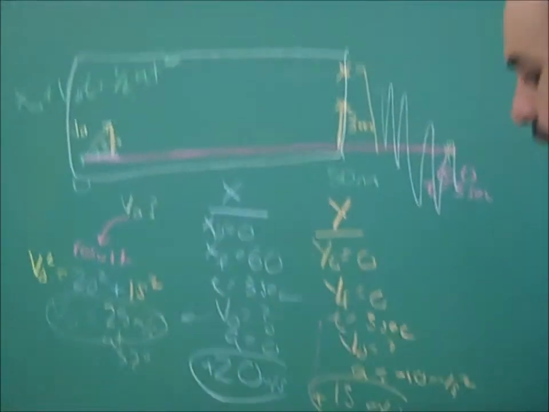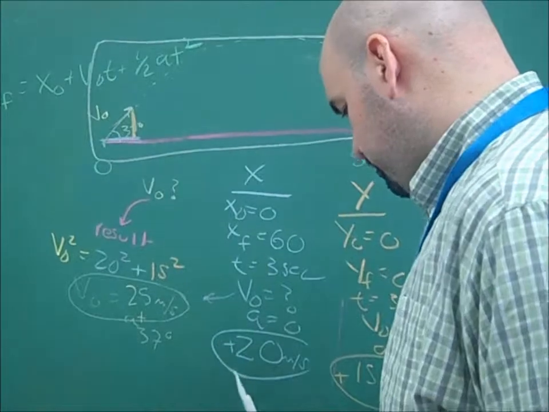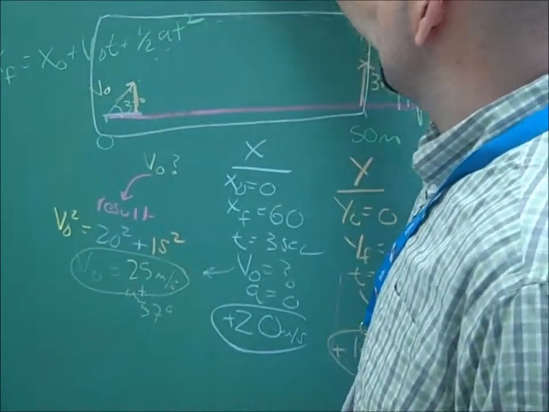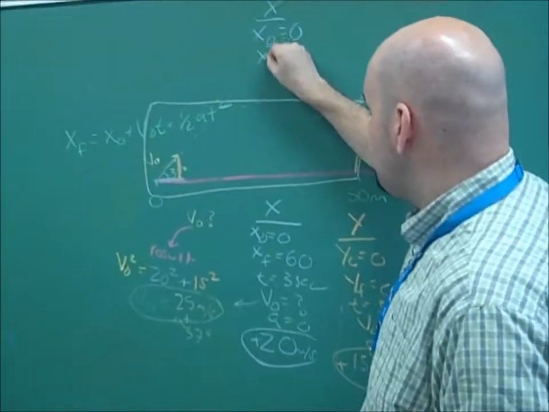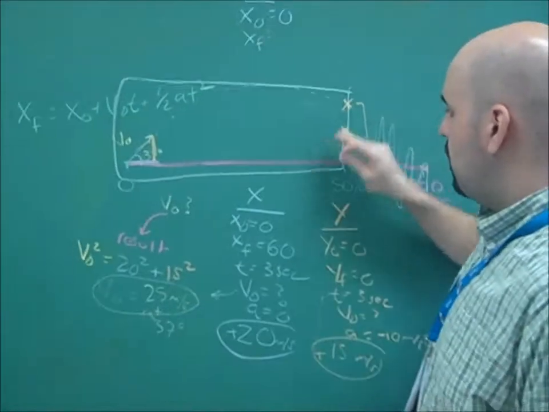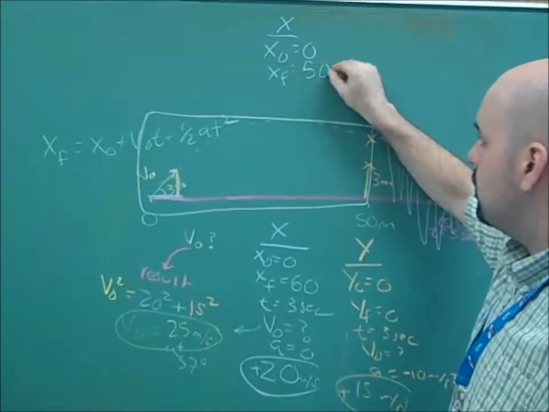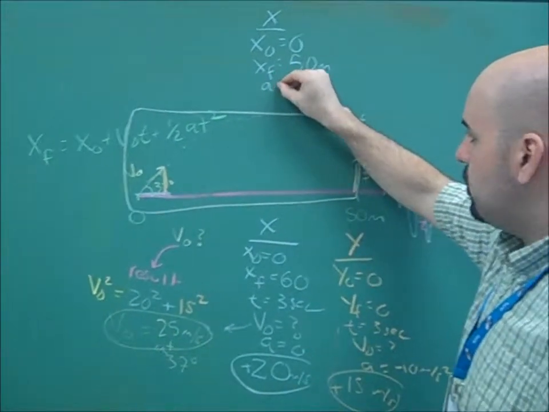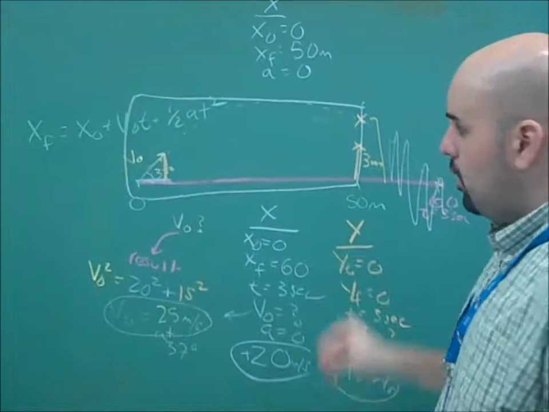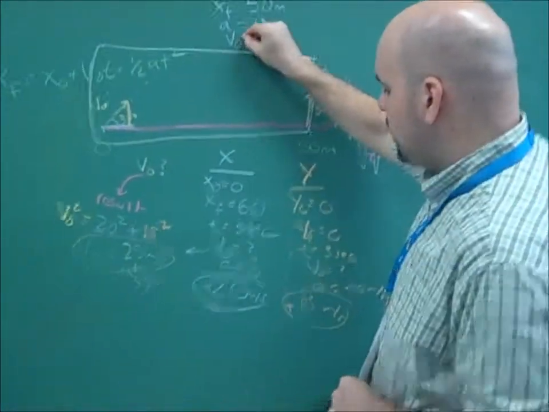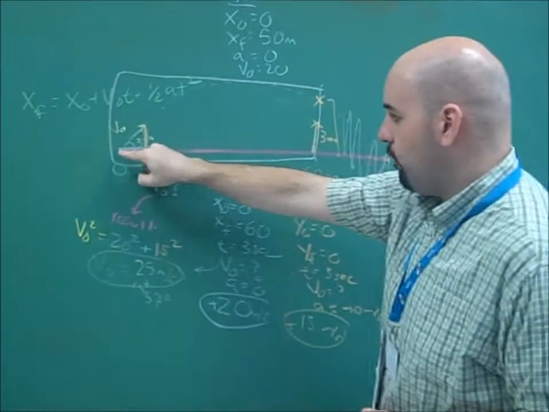So above it, I'm going to make the information I know. Starting with x. The starting x position is still 0. The final x position in this new case is going to be 50 meters. The acceleration is still 0. The time is no longer 3, but the initial velocity in the x is always that 20. That's still the first part.